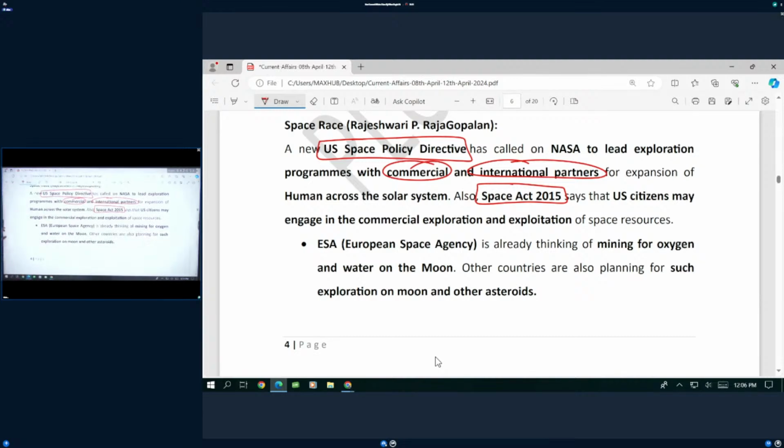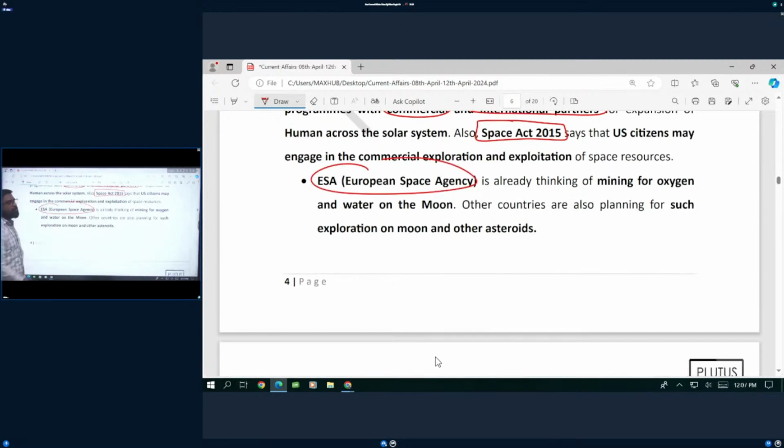Let's see about the others. The European Space Agency has the same program. The European Space Agency has planned to mine for oxygen and water on the moon. Similarly, other countries, China, India, JAXA, the Japanese space organization, Roscosmos, the Russian space organization, all have programs for creating space stations, and most important, all have programs to capture the moon as a launching site.